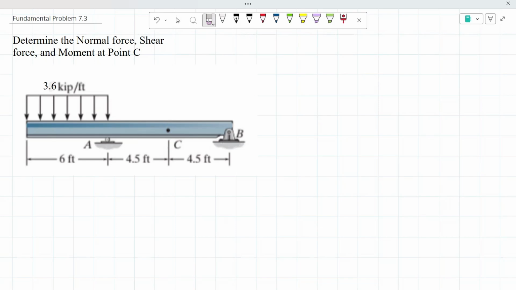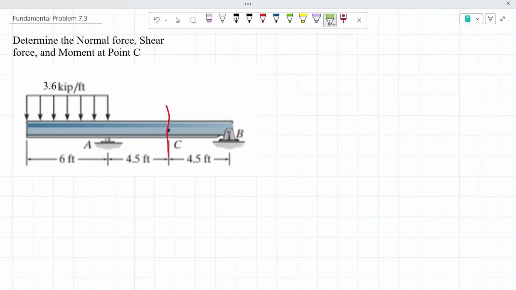Hello everyone, today we're going to be working on fundamental problem 7.3, and this problem is asking us to determine the normal force, shear force, and moment at point C. So the first thing that we're going to do is draw out the cut at our point C, and then from there we're going to analyze both our left and right side of the beam to see which side of the beam would be easier to work with.